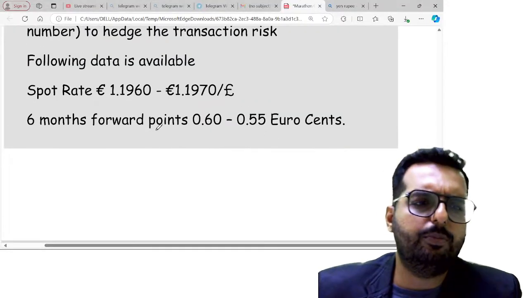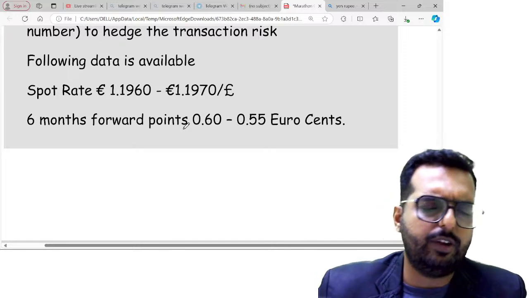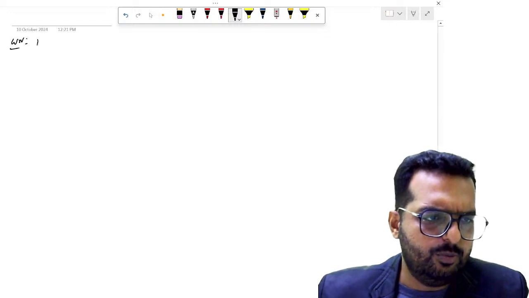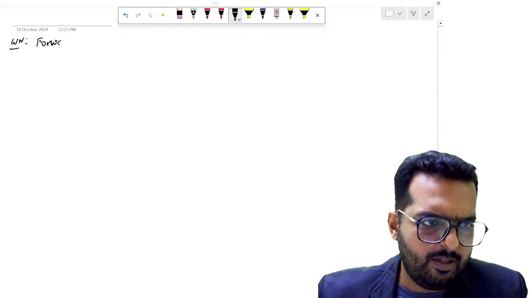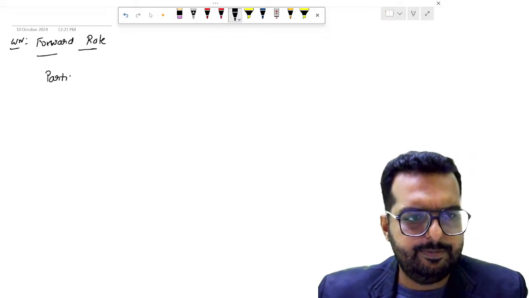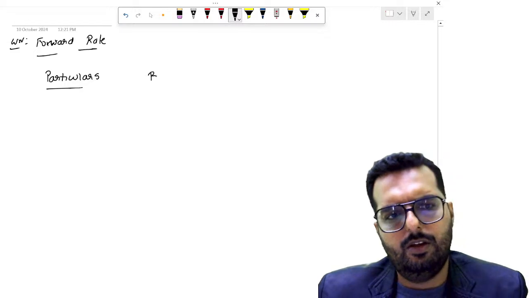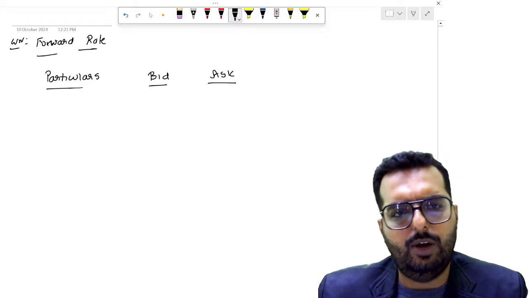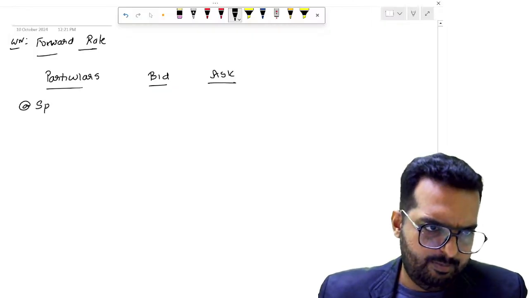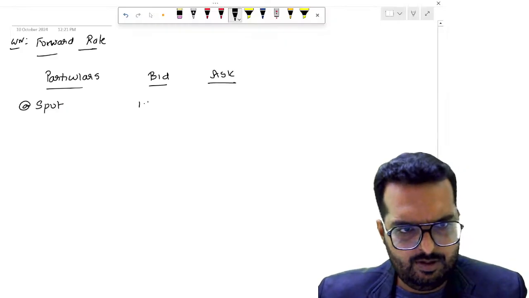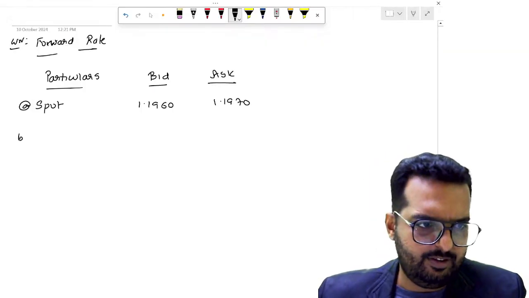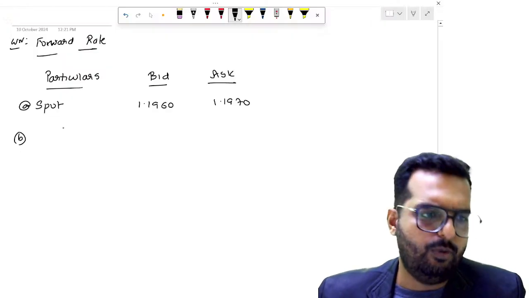Now what we'll do is we have the spot rate, we have the 6 months forward points. So can we find out the forward rate from this? I'll write down the next working note, forward rates. I'll draw the particulars. Then you have bid and then you have ask. Here I'll write down point number A, spot rate. So what is the spot rate? 1.1960, 1.1970.